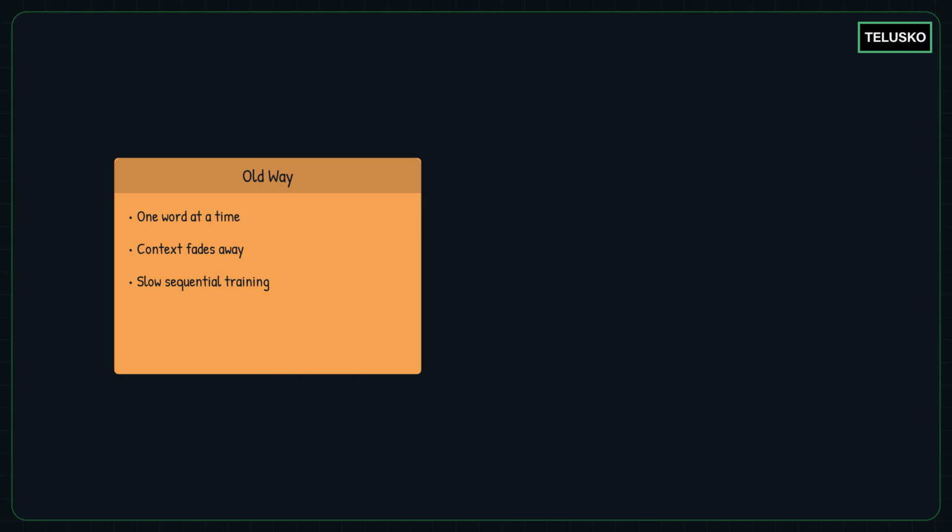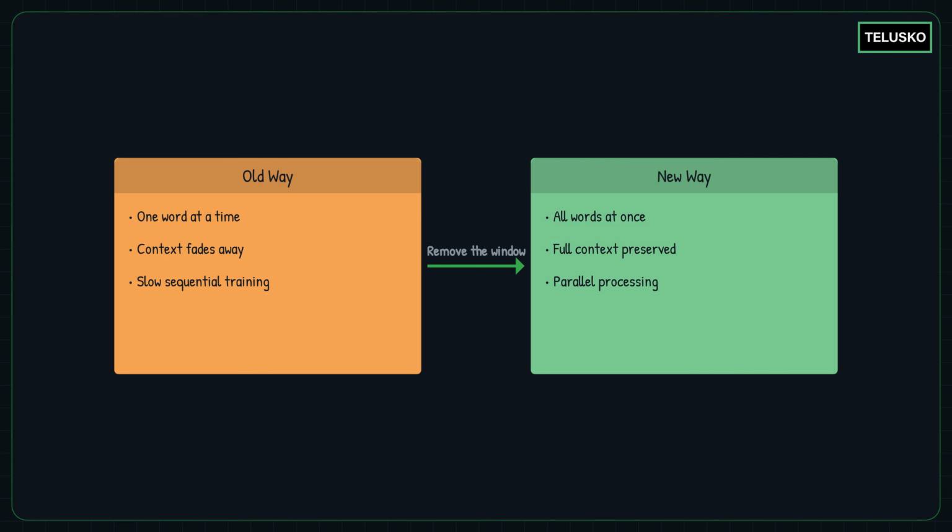So what if we took that window away completely? What if the model could look at every single word in the sentence at the exact same time? That one shift is the reason ChatGPT class models exist at all.